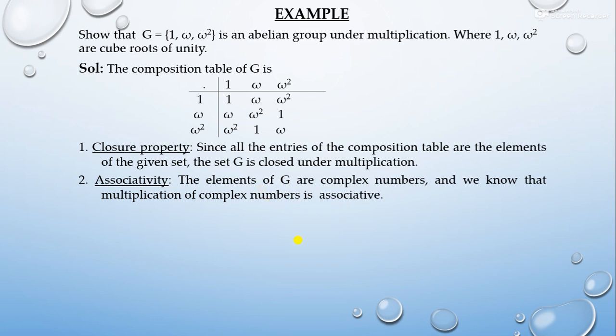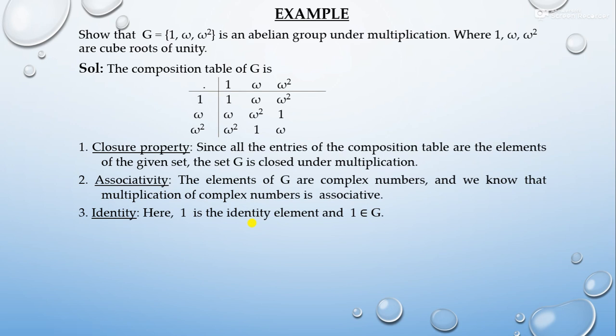Third one is identity. So what is the identity here? In multiplication, I told you that 1 is the identity element, and 1 also belongs to G here. So you can check whether 1 is the identity or not. When you multiply 1 by 1, you get 1. When you multiply omega by 1, you get omega. Omega square multiply 1, you get omega square. It means that 1 is the identity of this set.